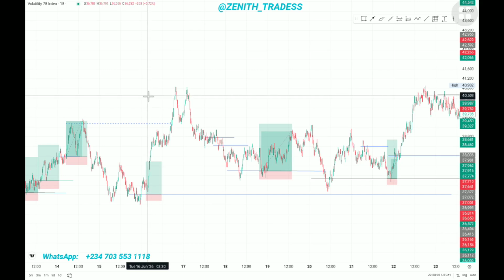Look at this one. Exactly 3:30 a.m. in the morning. You wake up maybe 2:30, then begin to check things out. Exactly 3:30, that's when it comes. I hope you can see.